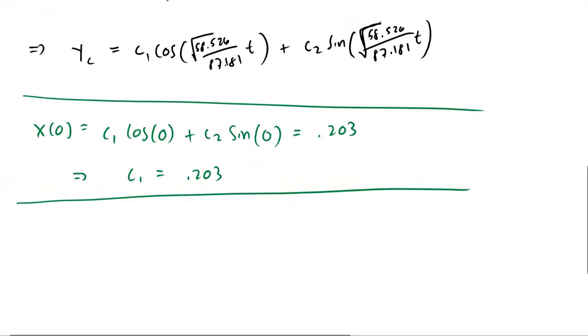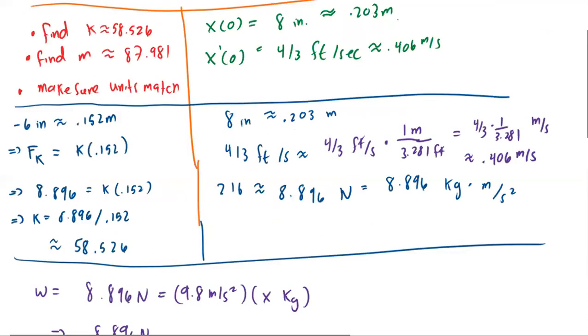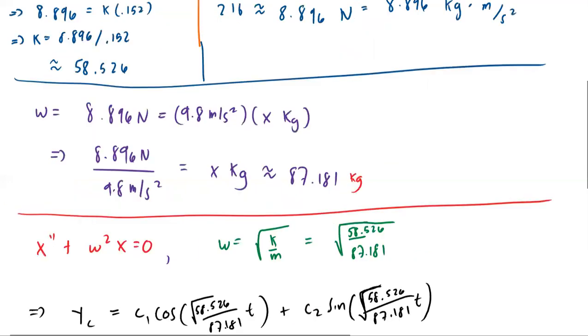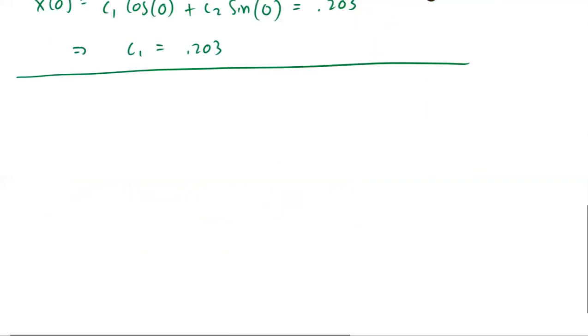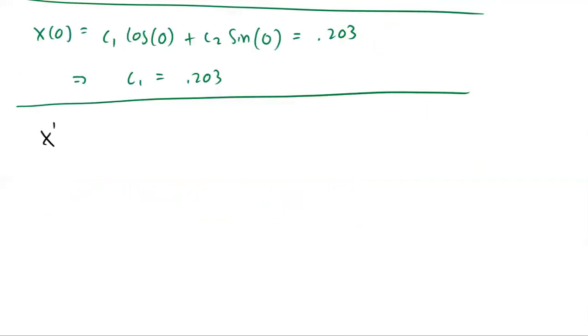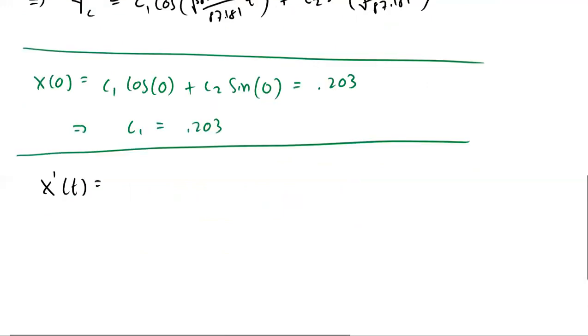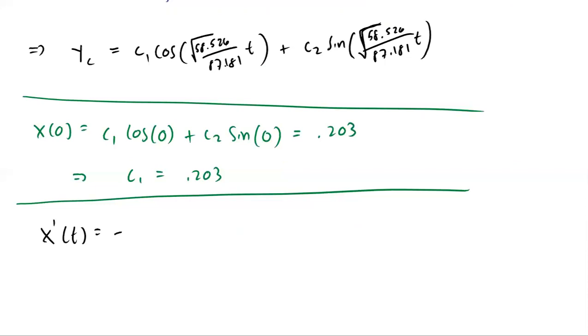Now let's find the derivative, because the second initial condition is a velocity condition, right? So we need to find the derivative. So x prime, let's first find this. C1 is 0.203, so it's going to be negative 0.203 times omega, w. Remember, w is the square root of 58.526 divided by 87.181. So just so I don't write that a bunch of times, I'm going to write w, sine of wt plus C2. Oh, no, sorry, the derivative. Yeah, okay, derivative. So C2 is cosine. We bring whatever's inside outside. So w cosine of wt.